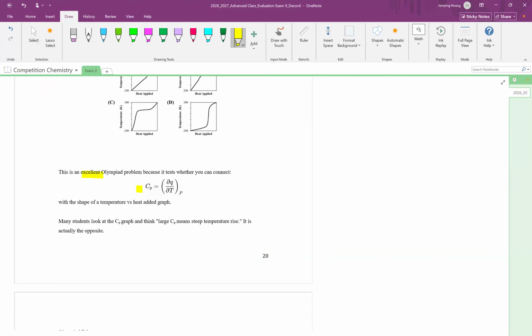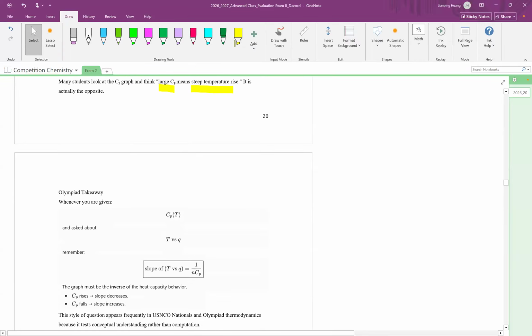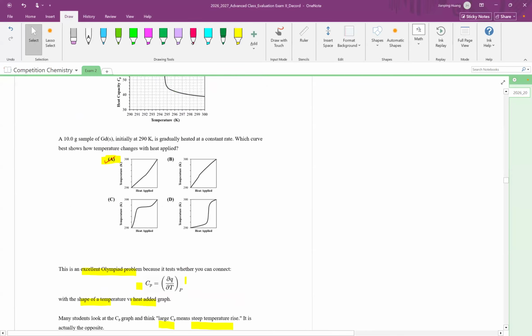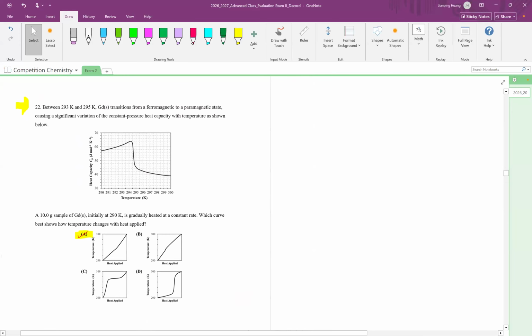This is an excellent Olympiad question because you have to make this. Then you are going to look at the shape of the temperature with the heat added. Do not misunderstand: large Kp does not mean the temperature rises. It's the opposite. It's not. Okay. So see, the question used now. Let's do that. We can look at this one later. Okay, this is a good question.